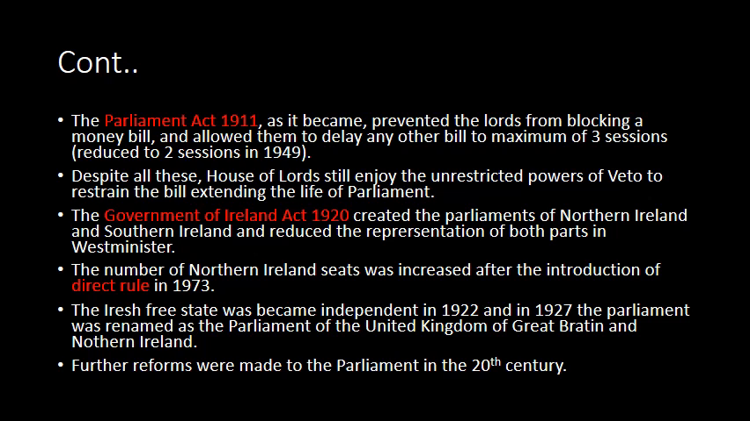The Government of Ireland Act 1920 created the parliaments of Northern Ireland and Southern Ireland and reduced the representation of both parts in Westminster. The number of Northern Ireland seats was increased after the introduction of direct rule in 1973. The Irish Free State became independent in 1922, and in 1927 the Parliament was renamed the Parliament of the United Kingdom of Great Britain and Northern Ireland. And after that, further reforms were made to the Parliament in the 20th century.